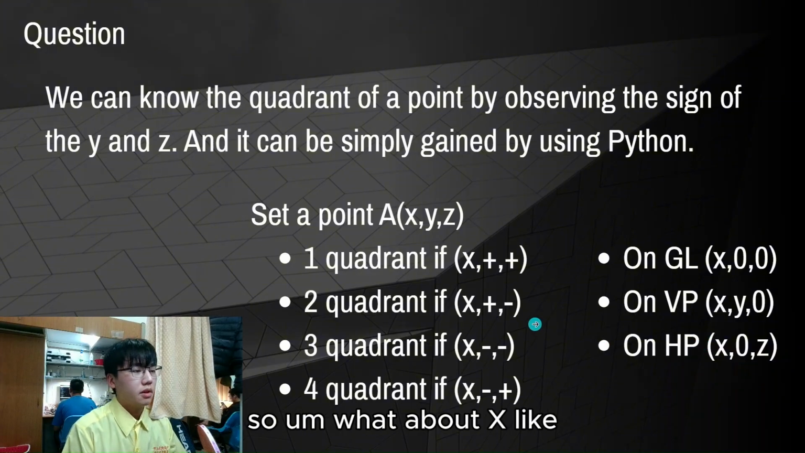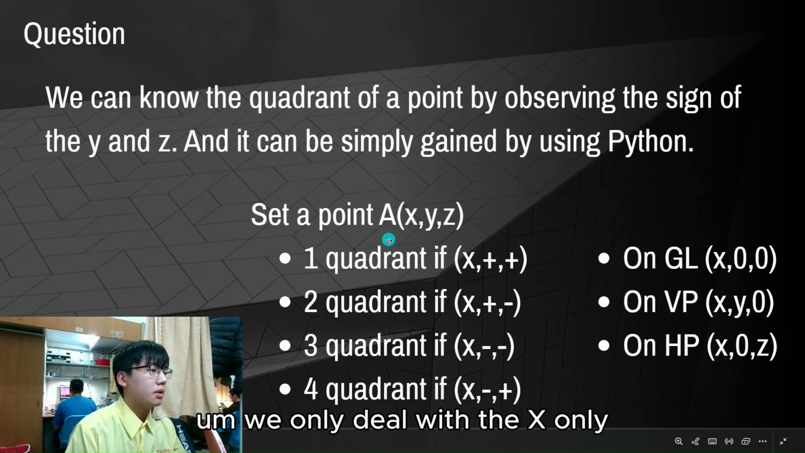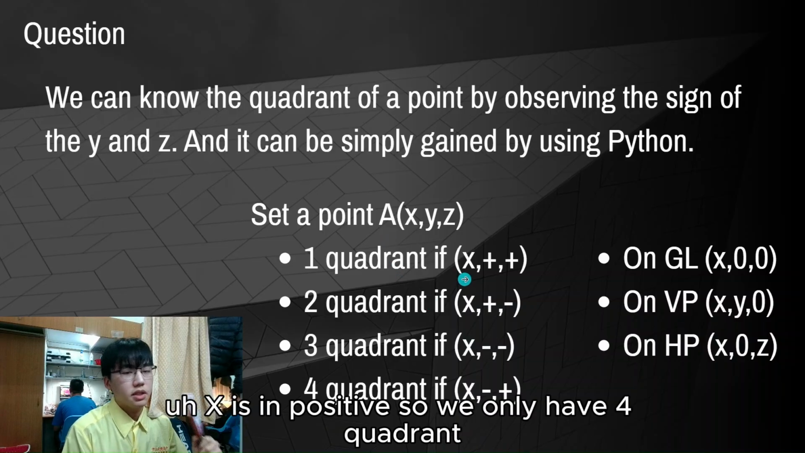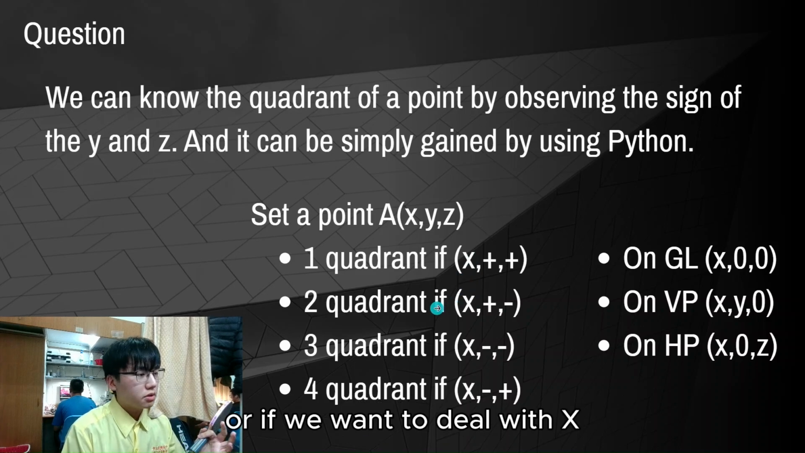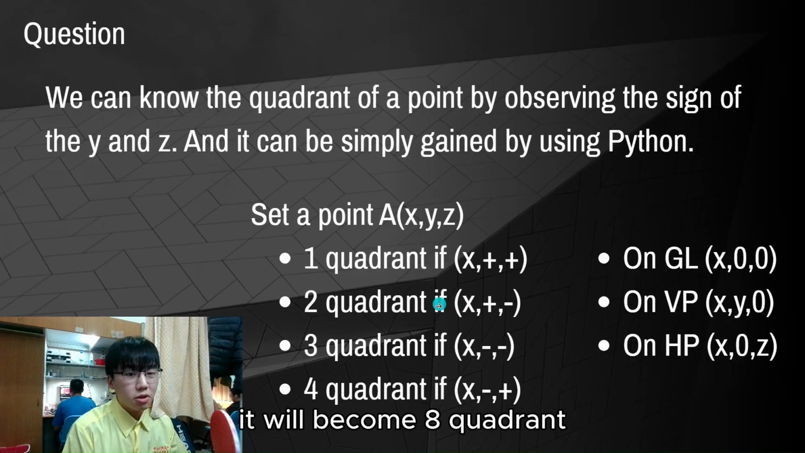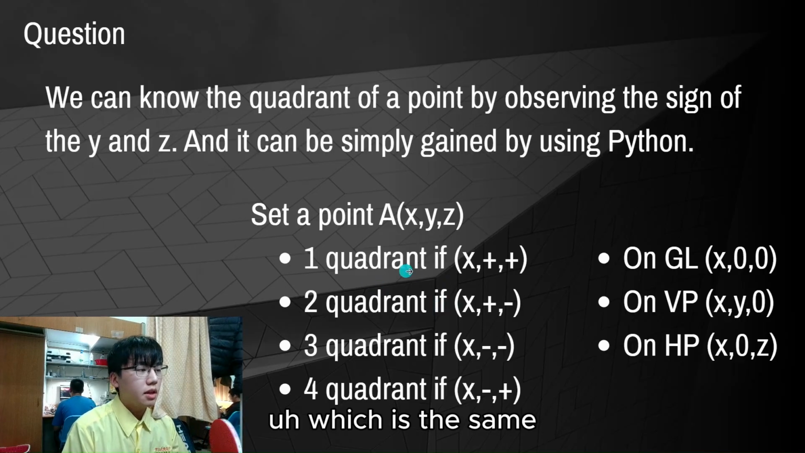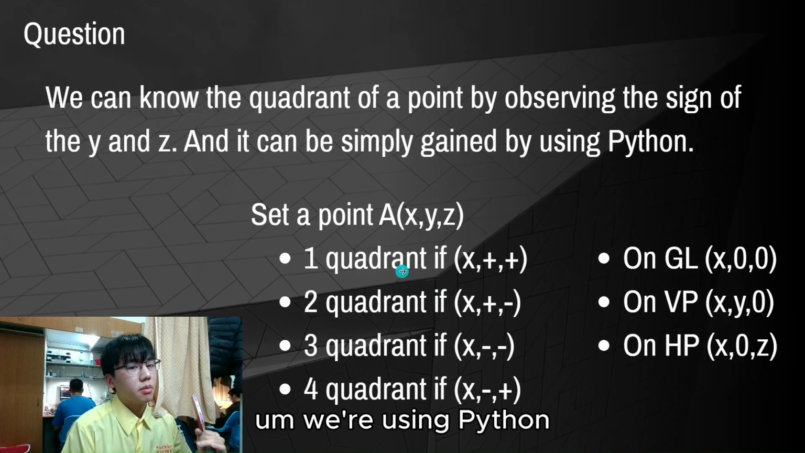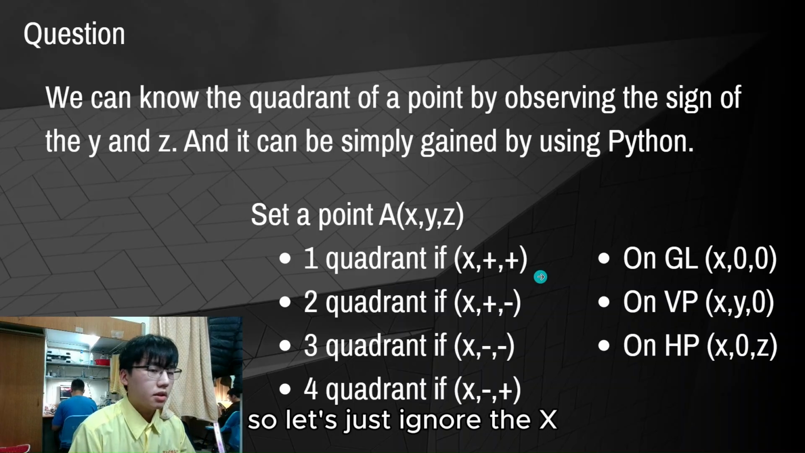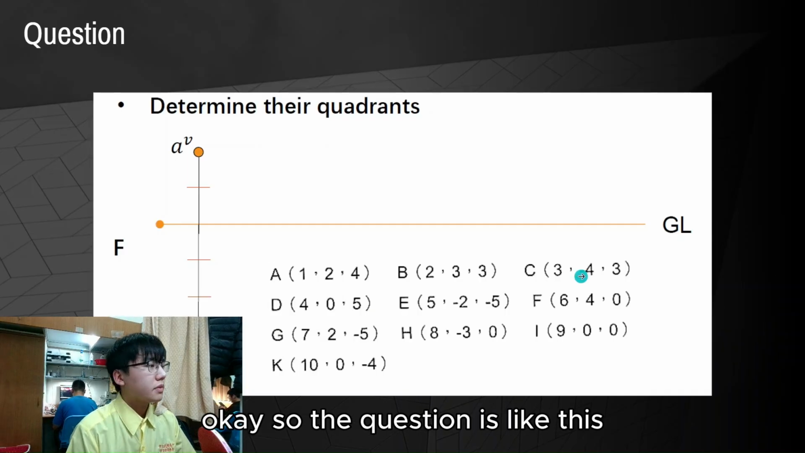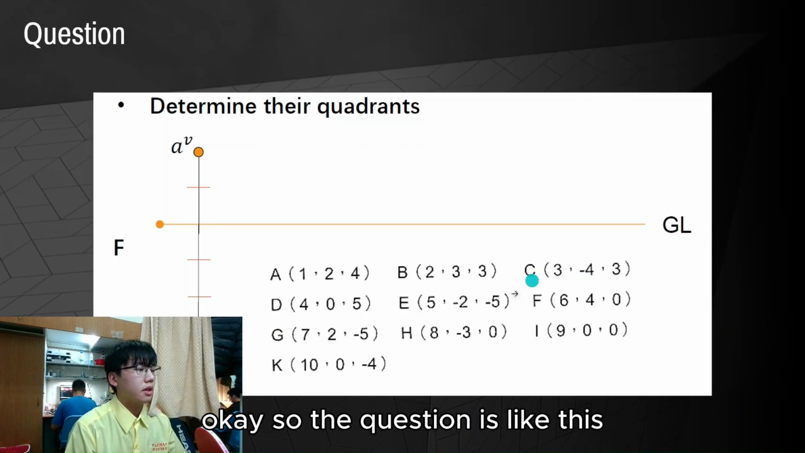Okay, so what about x? If we only deal with x being positive, we only have the fourth quadrant. Or if we want to deal with x, it will become 8 quadrants, which is the same when using Python, but the code will be about 2 times longer, so let's just ignore the x. Okay, so the question is like this.